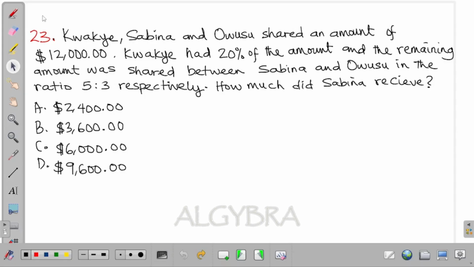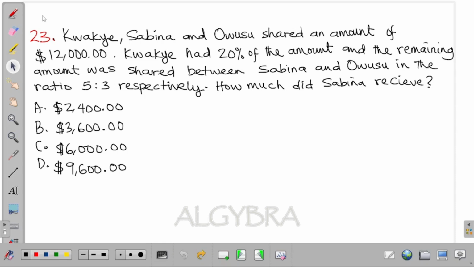And the first option is option A, 12,400. Option B, 3,600. Option C, 6,000. Option D, 9,600. Okay, so let's go into solving this particular question so that we can actually choose the correct option out of the options that we are given.